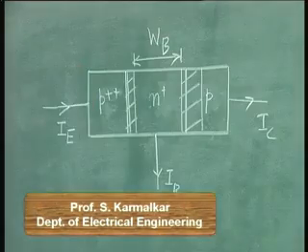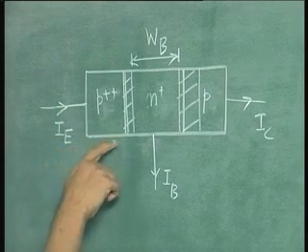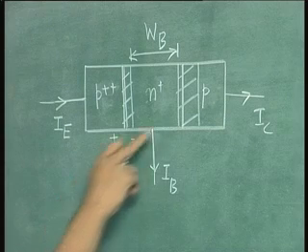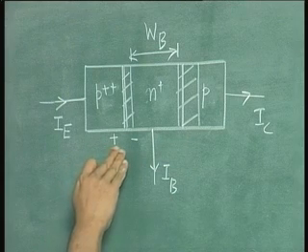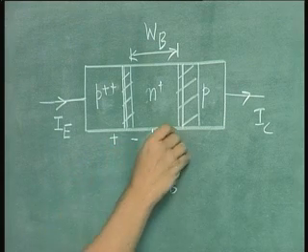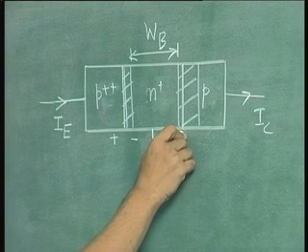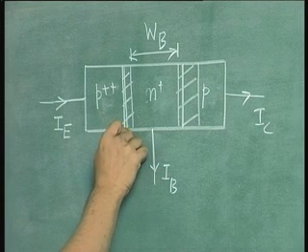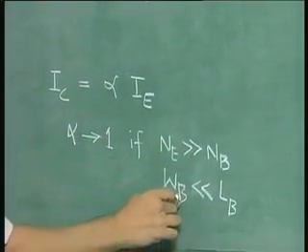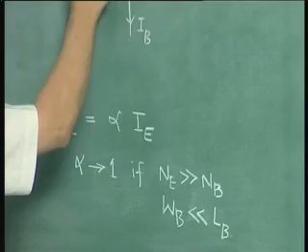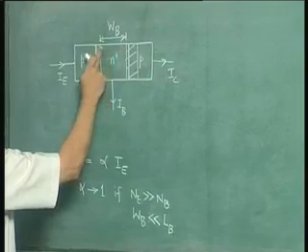We said that transistor action is transfer of current from one junction, which is forward biased, to a nearby junction. Now, this transfer is complete if this nearby junction, which is called the collector junction, is very close to the emitter junction as defined by this particular relation. That is, WB is much less than LB. WB is the width of the base region here, that is the distance between the two depletion edges.